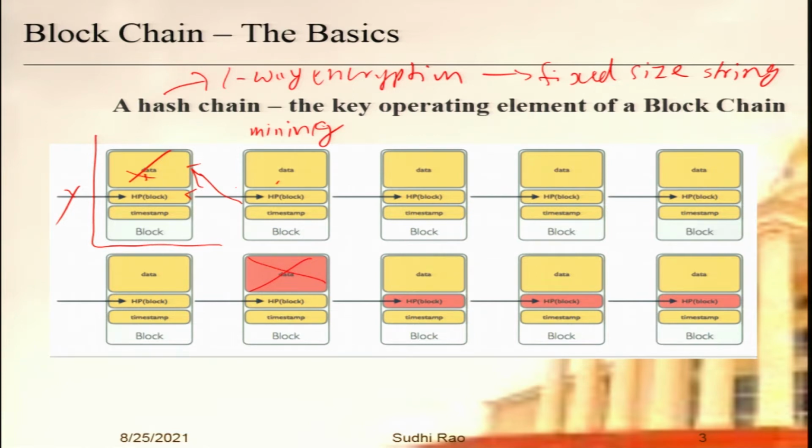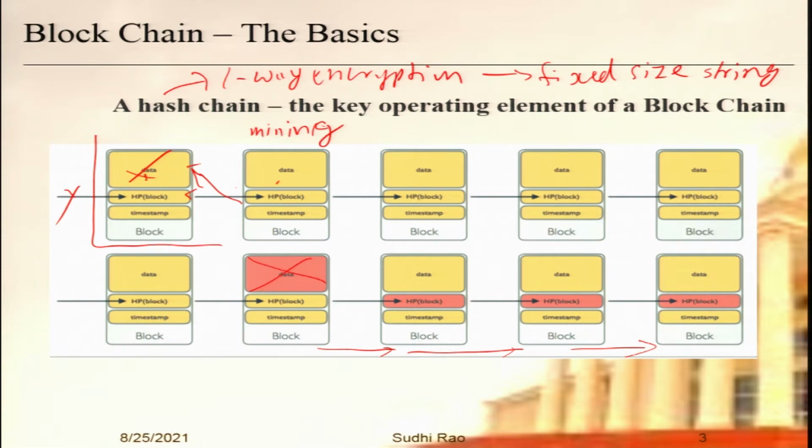So, for me to make the fraudulent transaction valid, I have to go and change the hash here. I have to go and change the hash here. I have to go and change the hash here all the way till the end. Only then, if I am able to do that successfully, will everybody recognize, since the hashes are valid now, this as the new valid transaction.